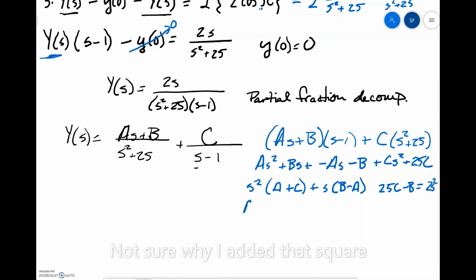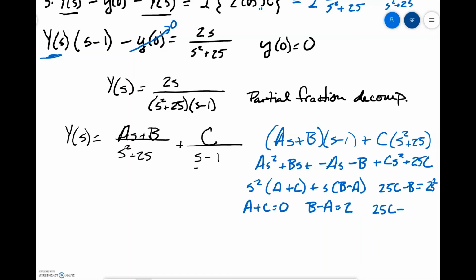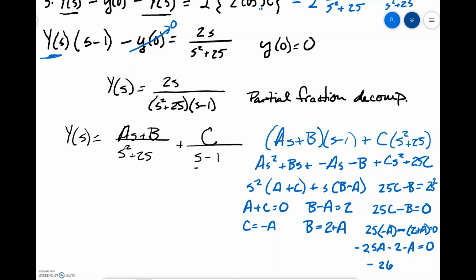So now I've got a plus c equals 0. I've got b minus a equals 2. And I've got 25c minus b to be 0. So c is negative a, b is 2 plus a. Plugging those in, I've got 25 times negative a minus 2 plus a equals 0. So I've got negative 25a minus 2 minus a equals 0, or negative 26a equals 2. A is negative 1/13, or 2 over 26, negative 1/13.